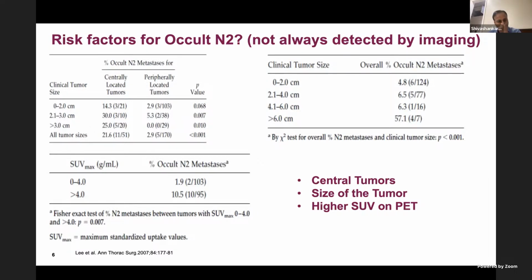Otherwise, in N2 disease, usually the treatment modality becomes combined modality, that is concurrent chemoradiotherapy. So how do we determine N2 disease? That is one, already, as we discussed, mediastinal staging. So how do we assess the risk?